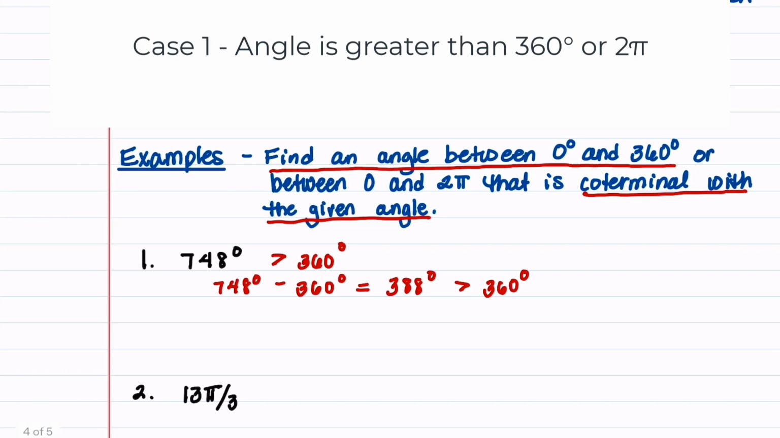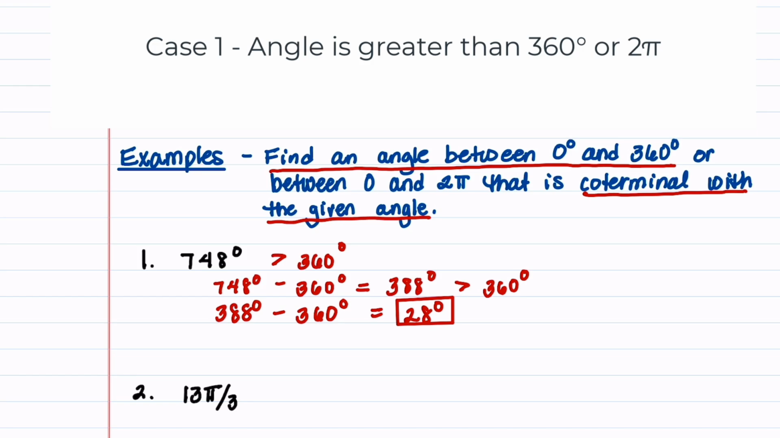So let's do that. Now we're going to start with 388 degrees, subtract 360 degrees, and we're left with 28 degrees, which is between 0 and 360 degrees. 28 degrees is our coterminal angle.